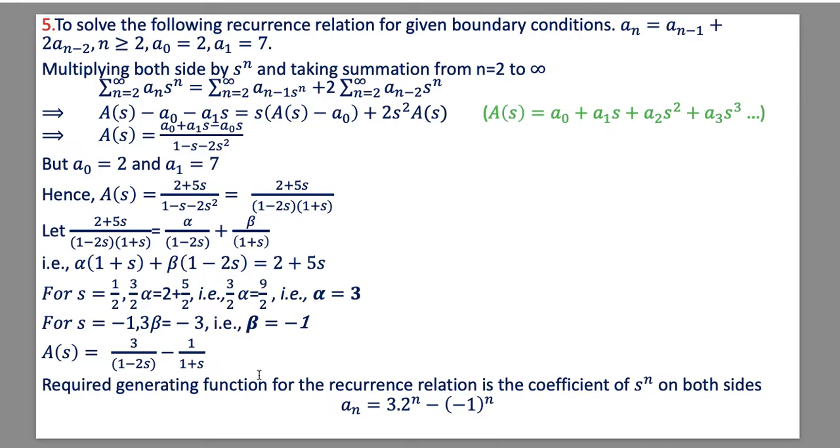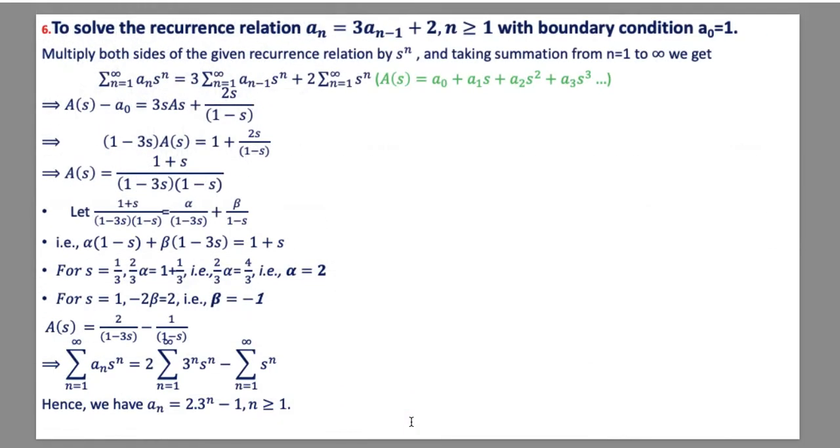Skip the one step. I have skipped one step. 3 into 2 raised to power n minus 1 raised to power n, because the series here will be sigma n equal to 2 to infinity a n s raised to power n, and this will be 3 sigma n equal to 2 to infinity 2 raised to power n s raised to power n, and here it will be minus sigma n equal to 2 to infinity minus 1 raised to power n s raised to power n. So we have equated the coefficient of s raised to power n to write a n equal to 3 into 2 raised to power n minus 1 raised to power n.